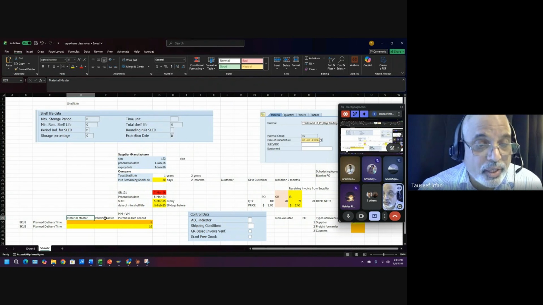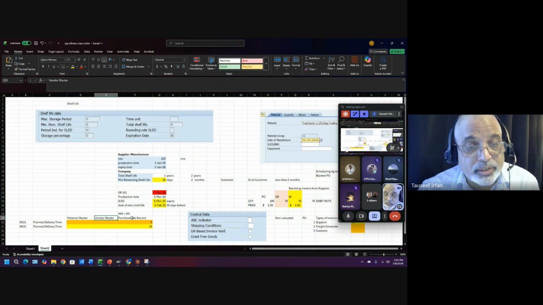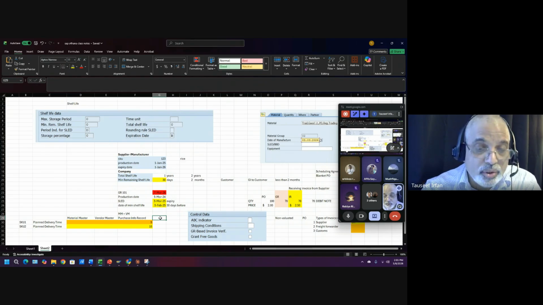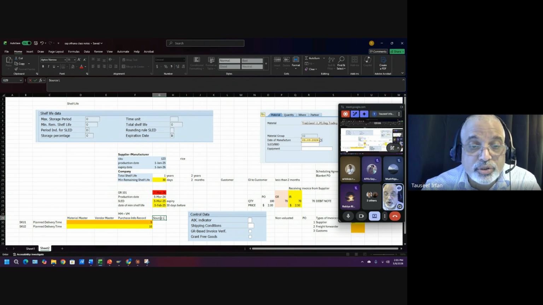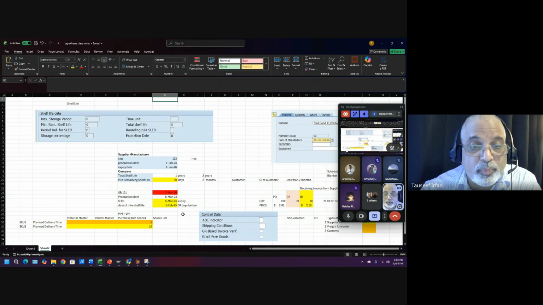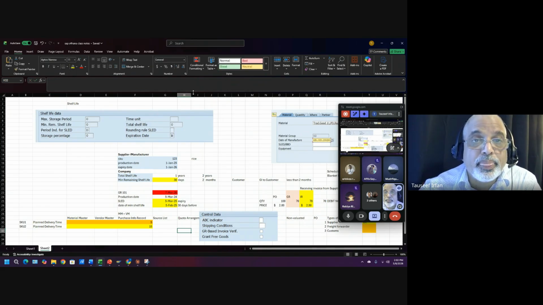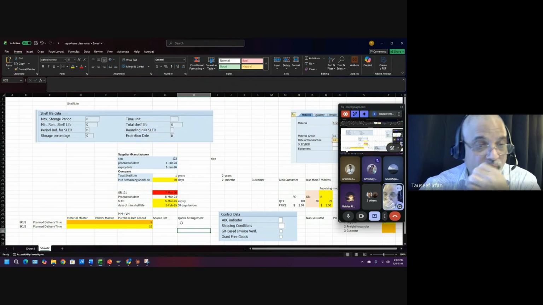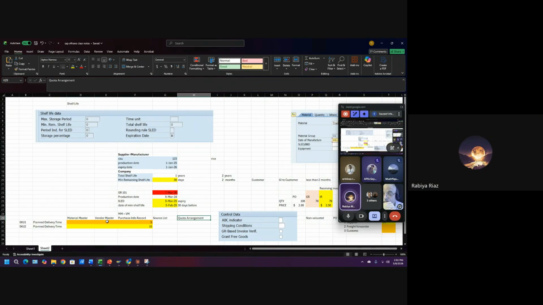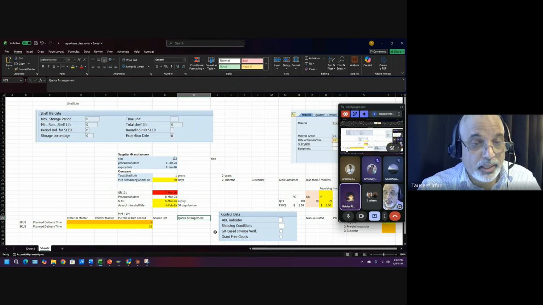We are covering this this week, and then at the weekend we are going to cover this one. And then we will go into the other two, which are the source list, where we define the preferred vendor, who is my preferred vendor and whom we have to block. And the last one is the quota arrangement. What is quota arrangement, Rabia? Sir, if there is more than one supplier for one material, then we divide the demand between them. Exactly.